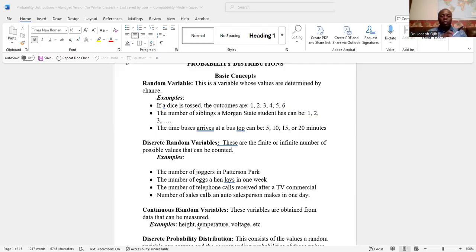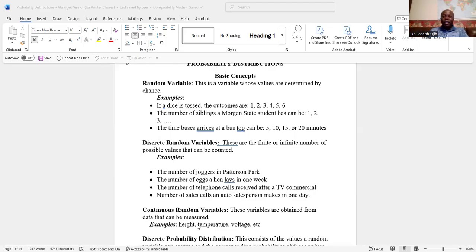So, for example, if you go to Patterson Park in Baltimore City, you can count how many people are jogging. You can say one person is jogging, or 20 people were jogging. You can never say 1.5 persons or 2.5 persons are jogging. They are countable. We call them discrete because of that. How about the number of eggs a hen lays in 1 week? 1 egg, 2 eggs, 3 eggs. You cannot say 1.5 eggs.